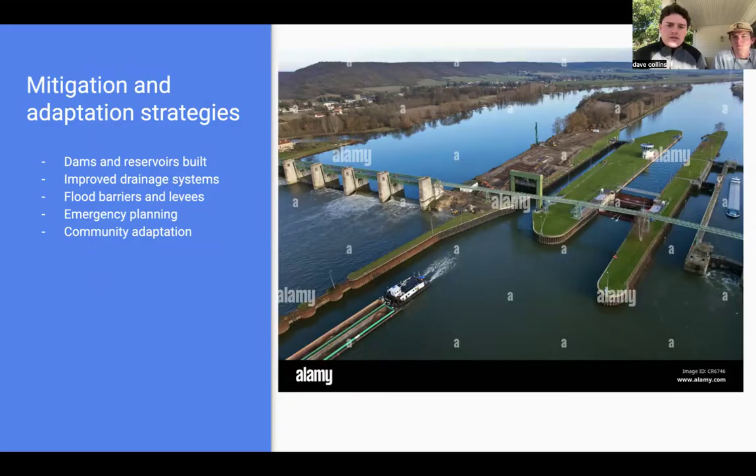Also, flood barriers and levees, which are removable barriers and flood walls that protect key areas like subway entrances, museums, and power stations. They had land use regulations put in place, emergency planning, and community adaptation, where residents and businesses keep sandbags and pumps on hand for temporary closure during major floods.